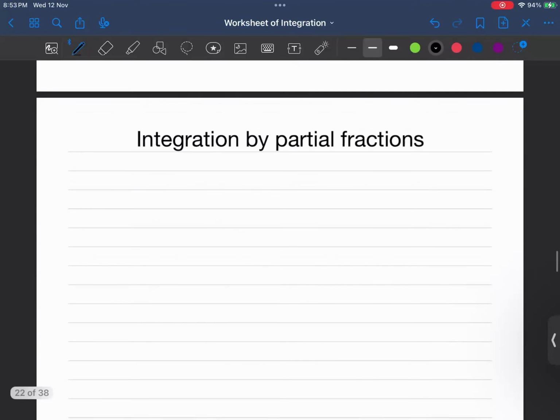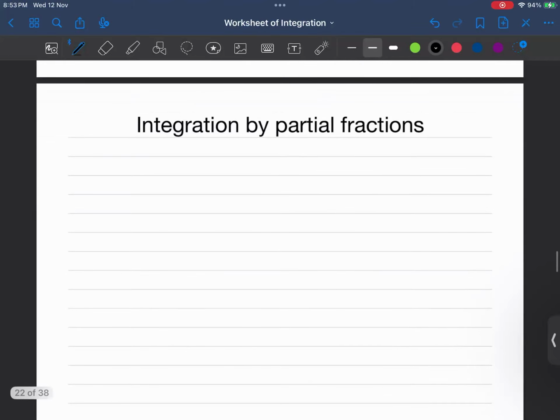Okay, now we will go for integration by partial fractions after the break of 5 minutes.